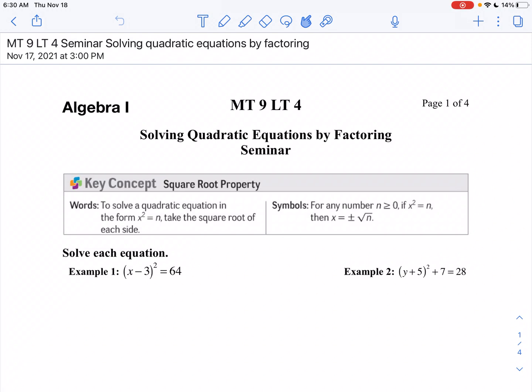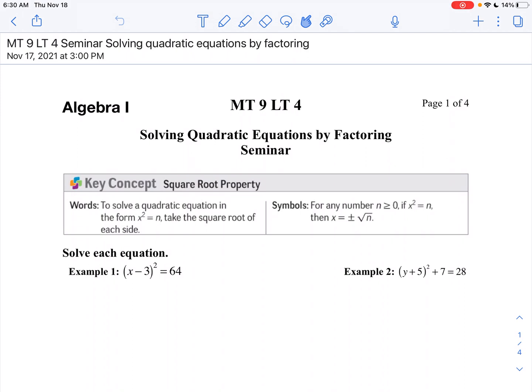Hello. In this lesson, I want you to solve quadratic equations by using the square root property and solve quadratic equations by factoring. Some vocabulary you're going to come across is the square root property and the zero product property.